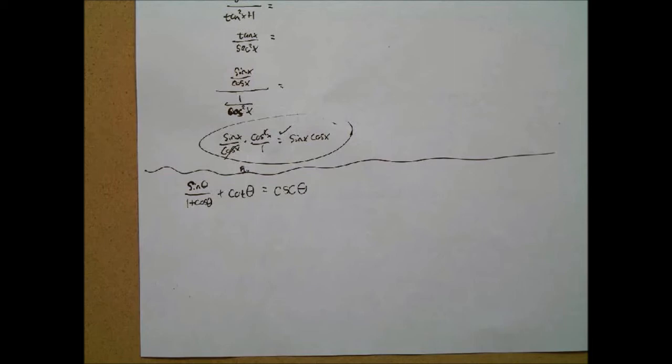Did you guys get things right? That's 1. You get 1 plus cosine, then things will cancel. You have a 1.